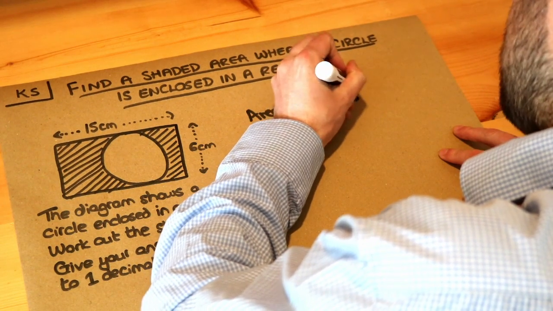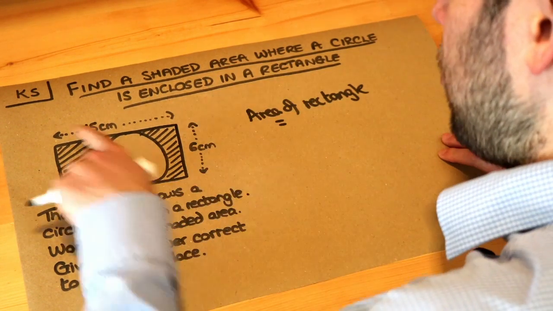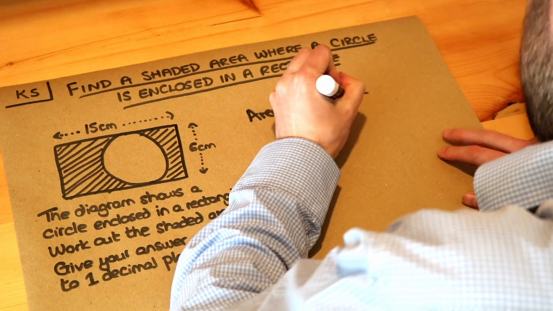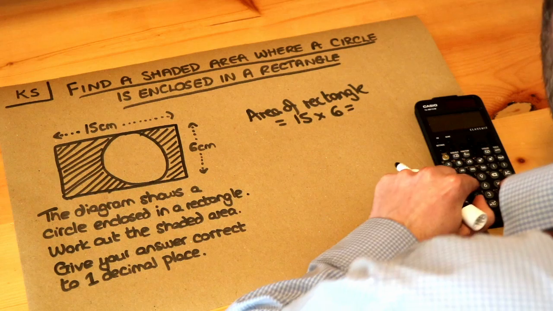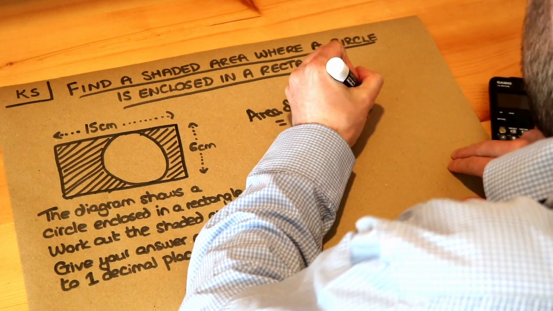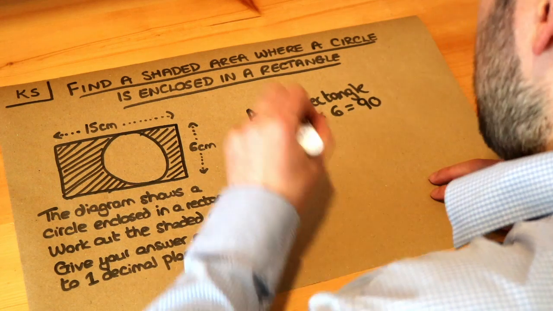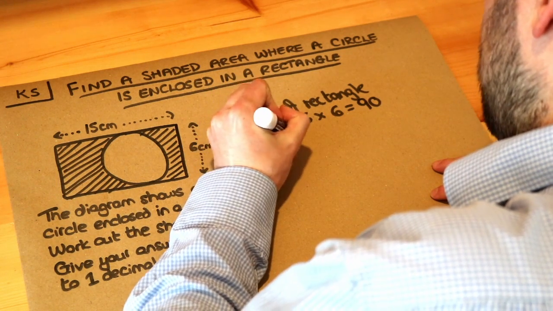Well, the area of a rectangle is just equal to the length times the width. So 15 times 6, and that's 90. I'll put the units in at the end. I won't worry about units for the moment. And then I also want the area of the circle.